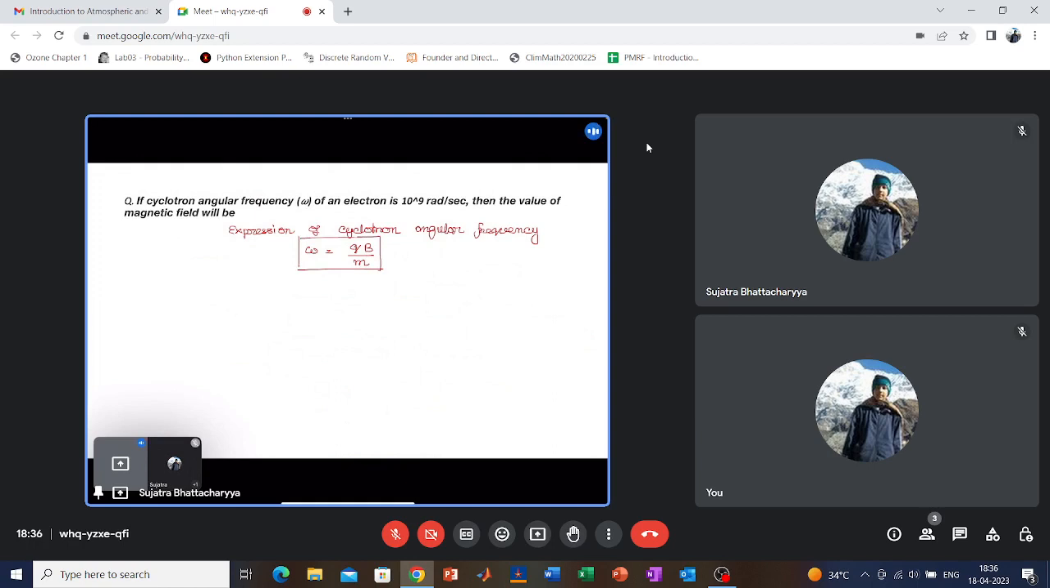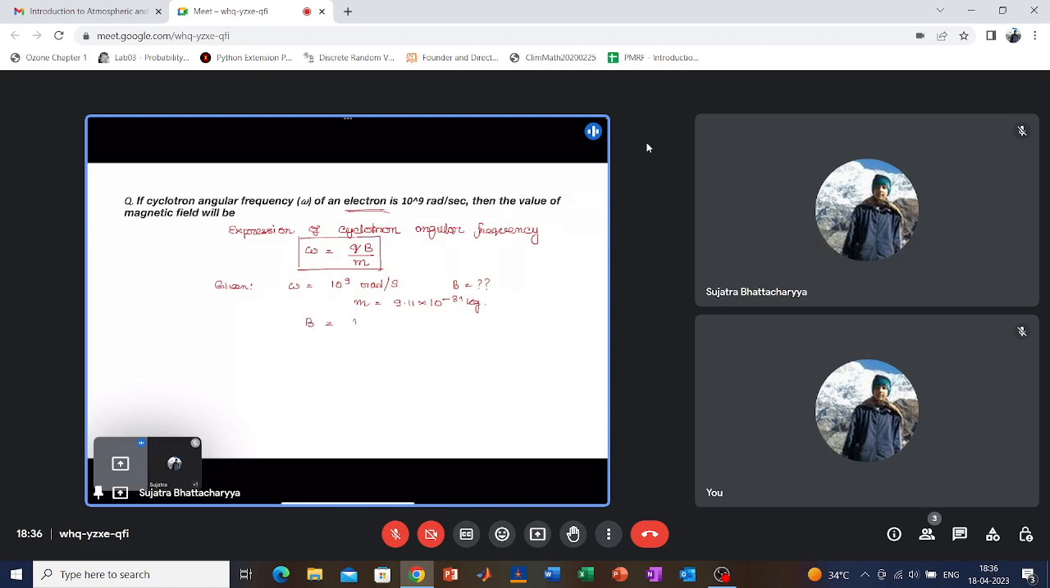Okay, now let us write what is given. It is given that omega is 10 to the power 9 radians per second. Then the value of the magnetic field is the question, and the particle is known to be an electron. Therefore, what is its mass? We already know this. It is 10 to the power minus 31 kg. Now just put the expression and find out the magnetic field.